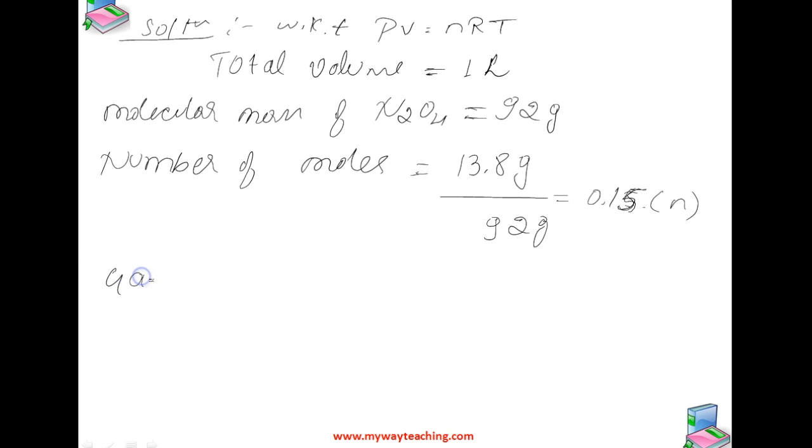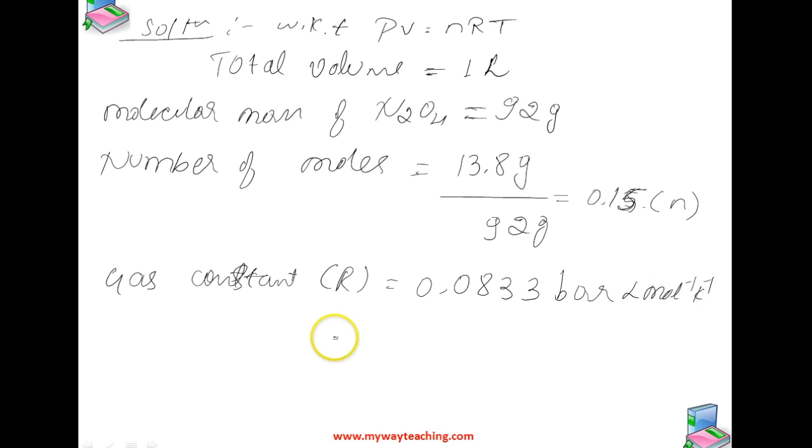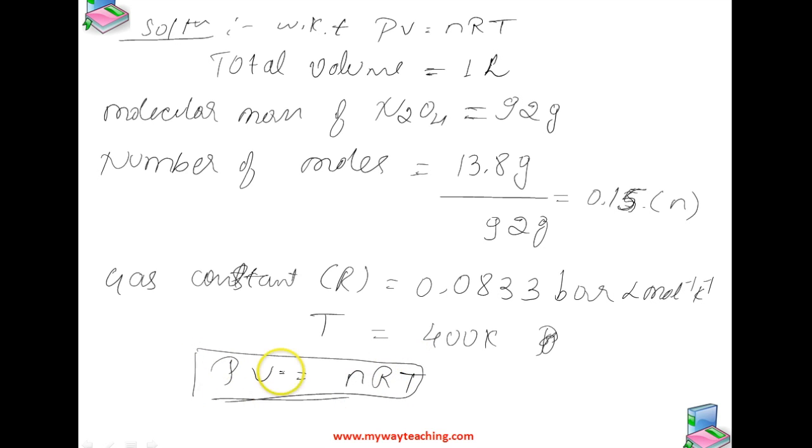Gas constant, that is R, is equal to 0.0833 bar liter per mole per Kelvin. Temperature, that is T, is equal to 400 Kelvin. And we know that PV is equal to nRT. Now you know all the values and substitute in this equation 1.